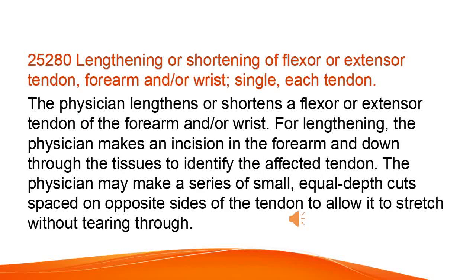Lengthening or shortening of flexor or extensor tendon, forearm and/or wrist, single, each tendon. The physician lengthens or shortens a flexor or extensor tendon of the forearm and/or wrist. For lengthening, the physician makes an incision in the forearm and down through the tissues to identify the affected tendon. The physician may make a series of small, equal depth cuts spaced on opposite sides of the tendon to allow it to stretch without tearing through.